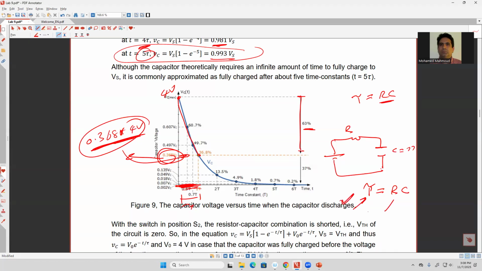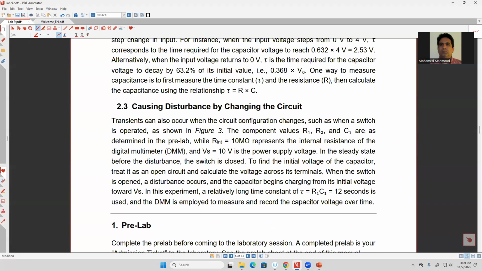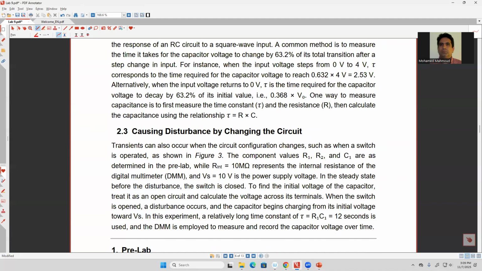So now I can measure tau, I can measure C, or I know C. Sorry, I can measure R. So what I do here is find the capacitance. By this way, I can measure the capacitance. So this is also one way to measure capacitance, and here in the experiment, I'm asking you to do that. Okay. This is for the first part.